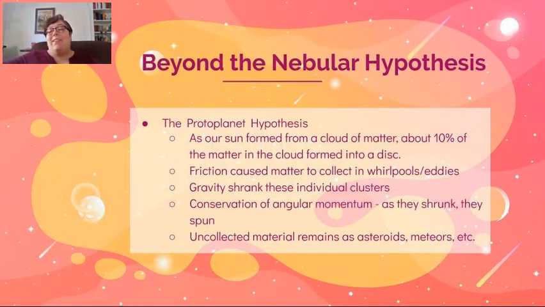What that says is that we know that stars are born in nebulas, but not all of the material in a nebula gets incorporated into that star. Some of it's just too far away to get drawn in by gravity. And so about 10% of the matter in a given nebula is going to form into a disk around the early star that's forming in the middle.